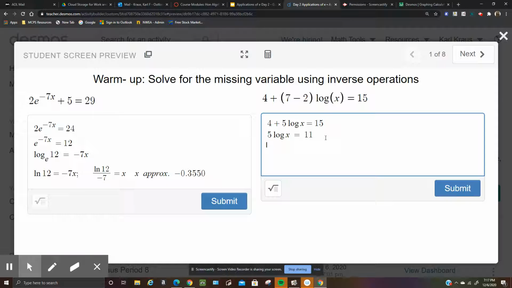Log x is 11/5. And since there's no base written, it's base 10. So you do 10. They put 10 in here just to emphasize the fact that it's base 10 there.